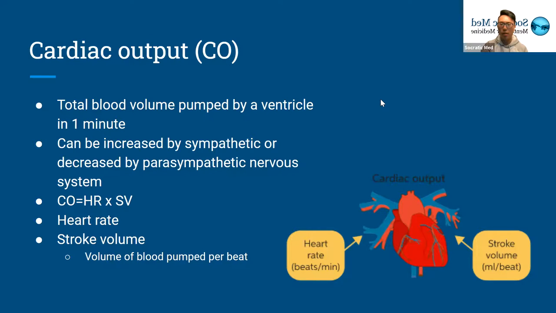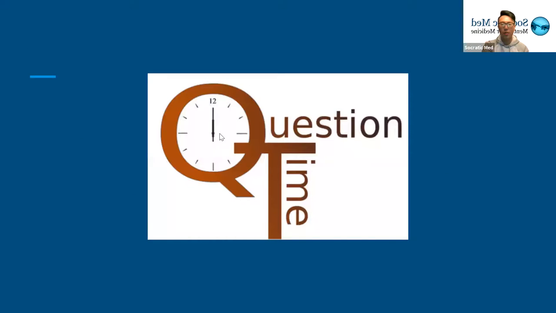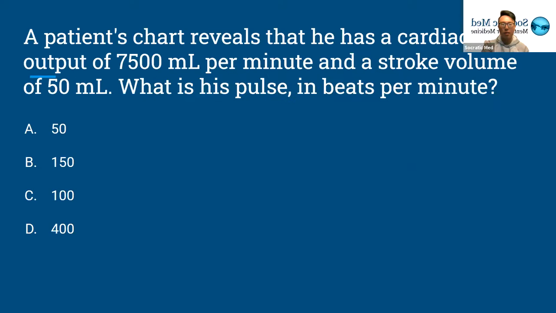All right, any questions on this? Okay, so I actually have a question on cardiac output. A patient's chart reveals that he has a cardiac output of 700 milliliters per minute and a stroke volume of 50 milliliters. What is his pulse in beats per minute?